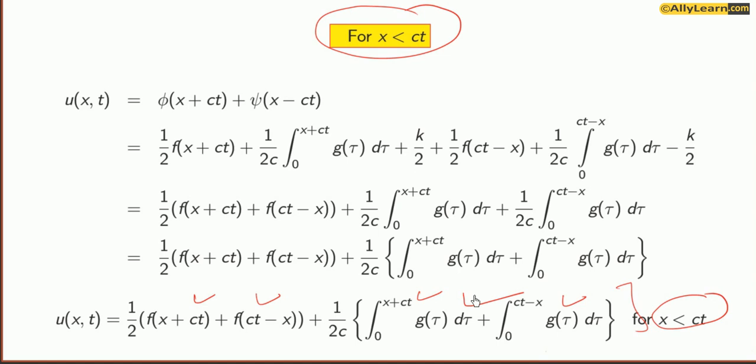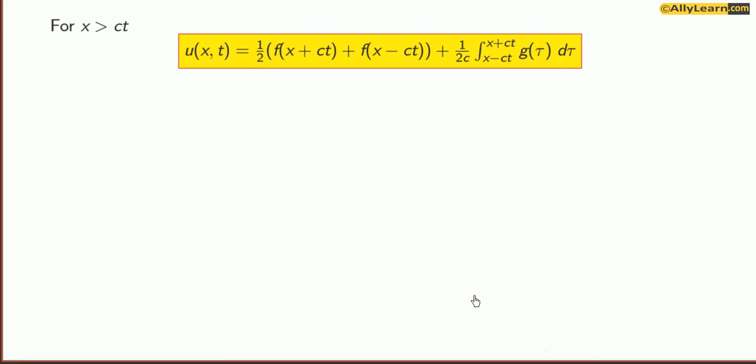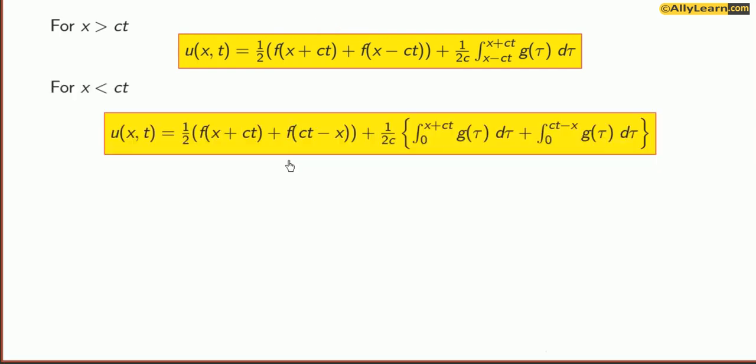Now let's write the two cases together. Here, for the case x is more than ct, we had u of x comma t given by this expression. For the case x is less than ct, we obtained that the expression for u at x comma t is this one. Now you can see between cases 1 and 2 there is a difference. One difference is that x minus ct in this expression has been replaced by ct minus x, and then the integrals are split into two integrals. So the free end condition results in these two integrals and ct minus x instead of x minus ct.